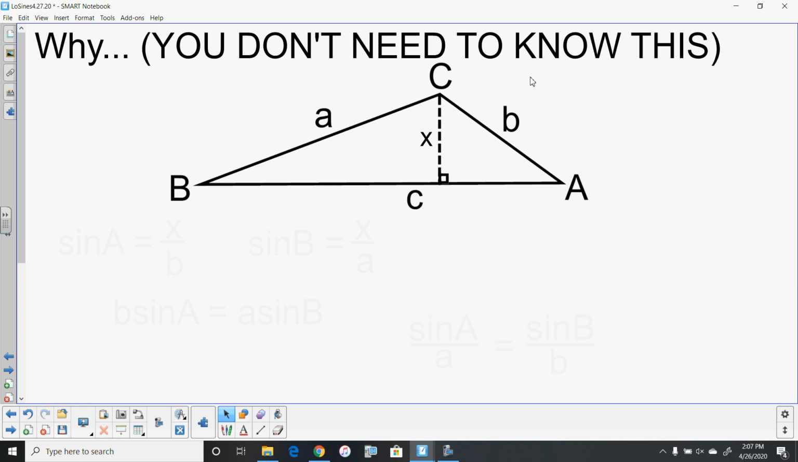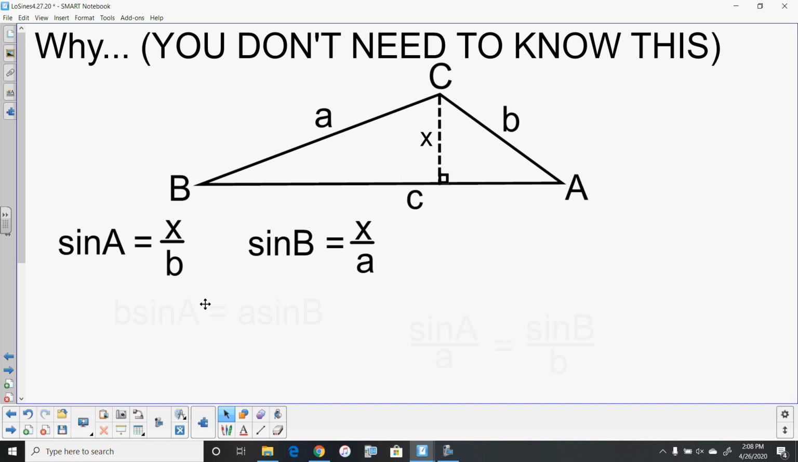Let's go ahead and solve for x using angle A. I could say that sine of A equals x over B. Similarly, if I use angle B, I could say that the sine of B equals x over side A. Remember, sine is opposite over hypotenuse. So if you're at B, x is the opposite and A is the hypotenuse. If I'm at angle A, and I'm using just this right triangle on the right, x is the opposite and B is the hypotenuse.